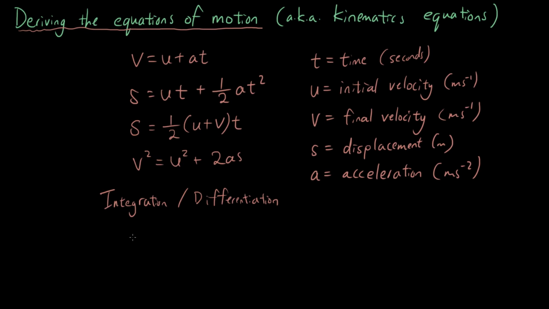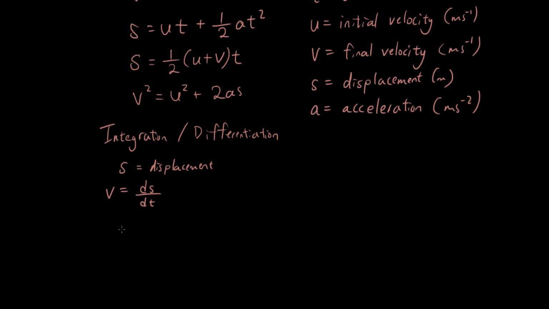Basically, s equals displacement. And you have the velocity. The velocity is equal to the rate of change of displacement over time, so v equals change in displacement over change in time. And then the acceleration is equal to the rate of change of velocity over time, so dv over dt.